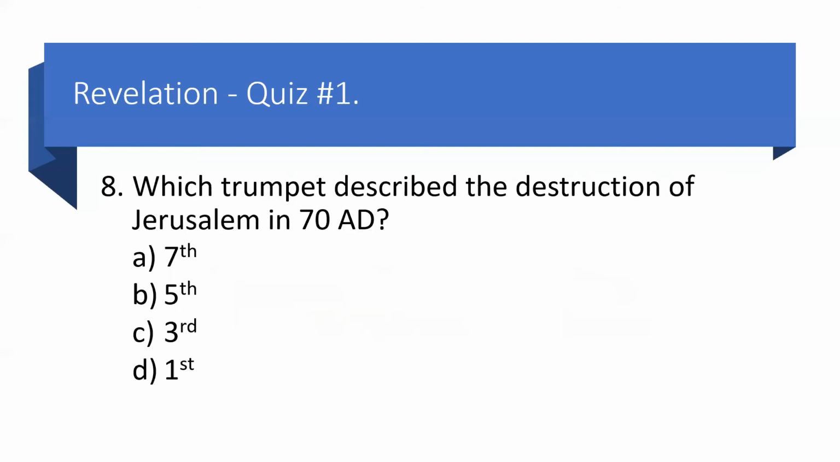Which trumpet described the destruction of Jerusalem in AD 70 by the Romans? That was obviously the first trumpet. That's the one that talked about 1/3 of the earth being destroyed and that kind of stuff, and blood and the tree being cut down, because we know that Jerusalem and Israel was referred to by a tree in the Old Testament times.